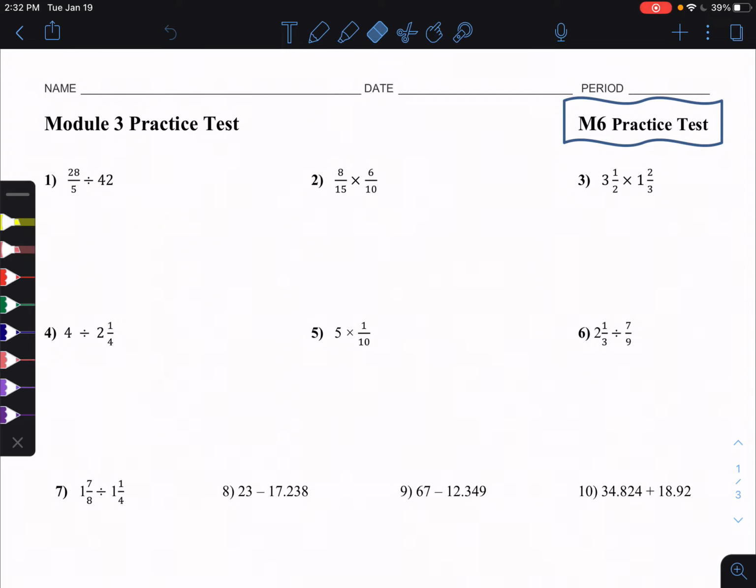Hey everyone, today we're going to be doing the Module 3 practice test. The front side of the practice test is all of your computation questions, so all of our operations with decimals and fractions. And then the back side is going to be our word problems.